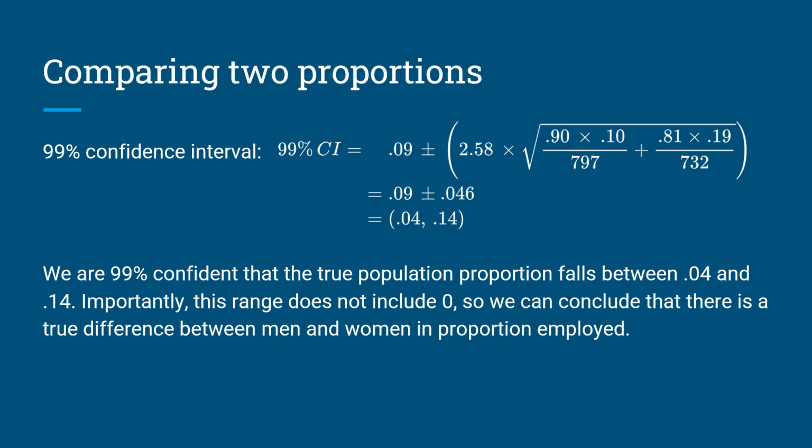When we multiply that standard error by 2.58, the critical value associated with the 99% confidence interval, we get a value of 0.046. And so we can subtract that value and add that value to our point estimate of the difference in proportions between these two groups, and we get a range from 0.04 to 0.14. So we're 99% confident that the true population difference falls somewhere between 0.04 and 0.14. And of note, this range does not include 0, so we can conclude that there is a true difference in the population between male and female students who are employed.